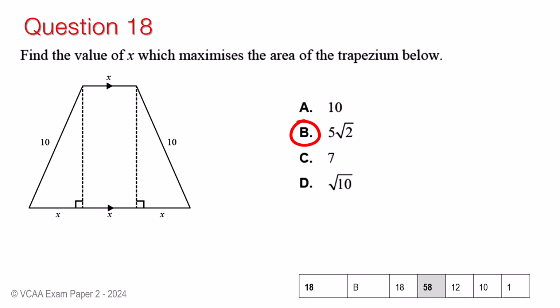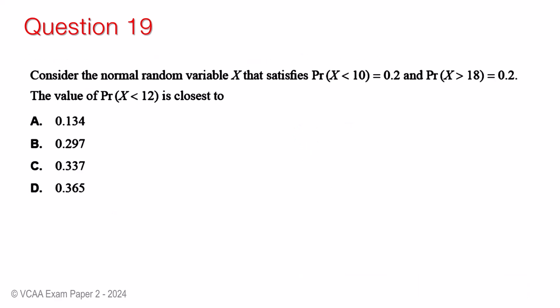And we can lock in option B. Question 19. This question relates to the normal distribution. However, we are not provided with the mean or the standard deviation.